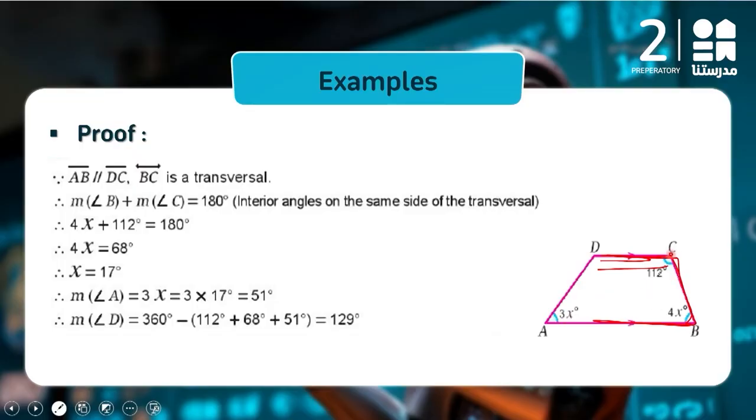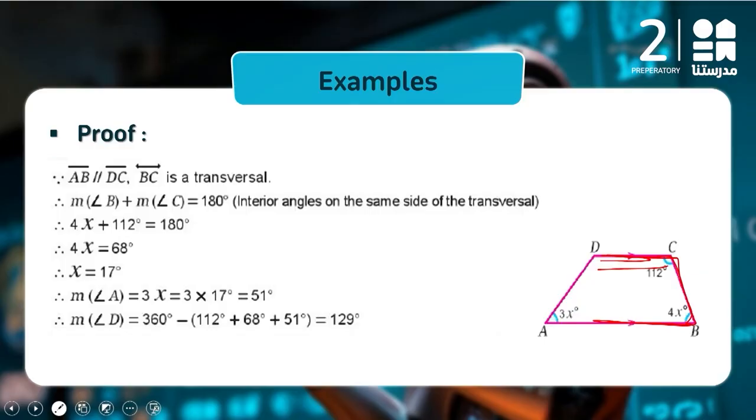We have the sum of interior angles of any quadrilateral equals 360 degrees. And we have the measure of angle C equal to 112 degrees, the measure of angle B equal to 68 degrees, and the measure of angle A equal to 51 degrees. So we can find the measure of angle D by subtracting from 360 the sum of 112 plus 68 plus 51 degrees, and it equals 129 degrees. So the measure of angle D equals 129 degrees.